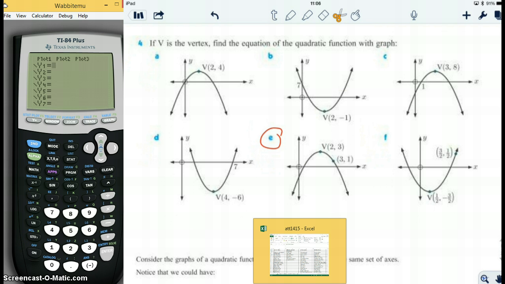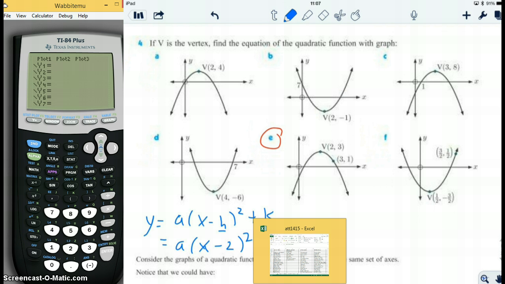It's just a kind of random point. Since we have the vertex, we probably want to use the vertex form y equals a(x minus h) squared plus k. Remember, h and k are the x and y coordinates of the vertex. So we already have most of it. We have (x minus 2) squared plus 3. And now we just need to know a.